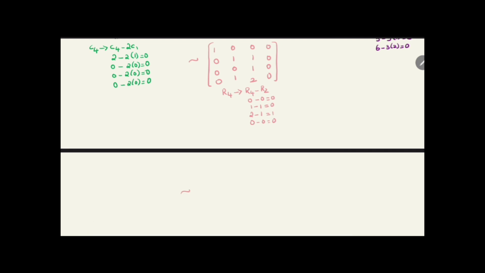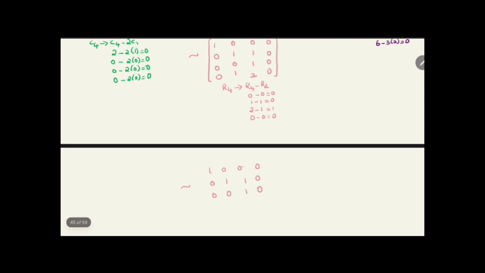This implies the first 3 rows remain the same. That is 1, 0, 0, 0, 0, 1, 1, 0, 0, 0, 1, 0. And what are the new elements of the 4th row? 0, 0, 1. Sorry. 0, 0, 1, 0. Yes.